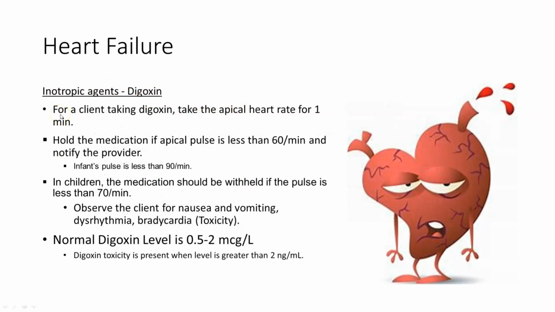If we're going to use a digoxin, for each client taking digoxin, they have to take the apical heart rate for 1 minute. Or I'll teach them to hold the medication if the pulse is less than 60, or if it's an infant, if it's less than 90, if it's a child, it's less than 70. And then we're going to observe all these clients for nausea, vomiting, dysrhythmias, bradycardia, toxicity. And we have to know our normal dig levels to do that, right? It's 0.5 to 2. So I just kind of remember, the lower the number, the better. The higher number, greater than 2, is going to be indicative of dig toxicity.